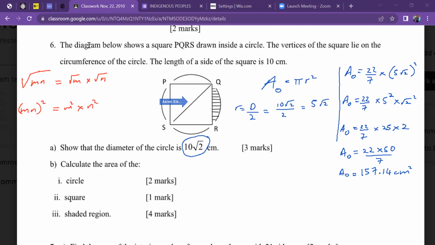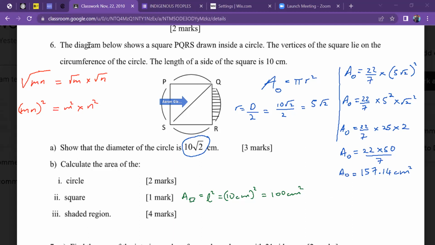Okay, the area of the square would be what, 10 times 10 squared. Right. Area of a square is equal to the length squared, which is equal to 10 centimeters all squared, which is 100 centimeters squared. Okay, good.